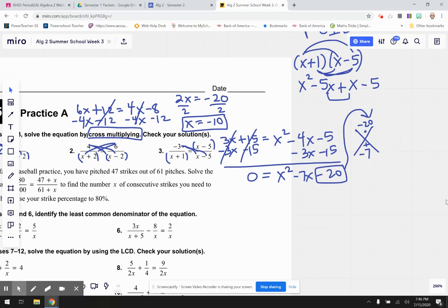We're going to have to use the quadratic formula. A is 1, B is negative 7, and C is negative 20. We're going to have to put it into that quadratic formula that we used the other day.